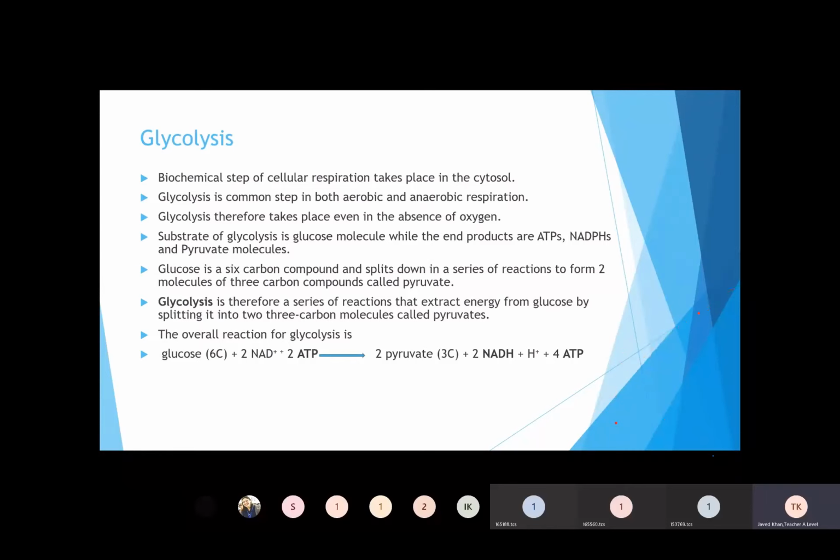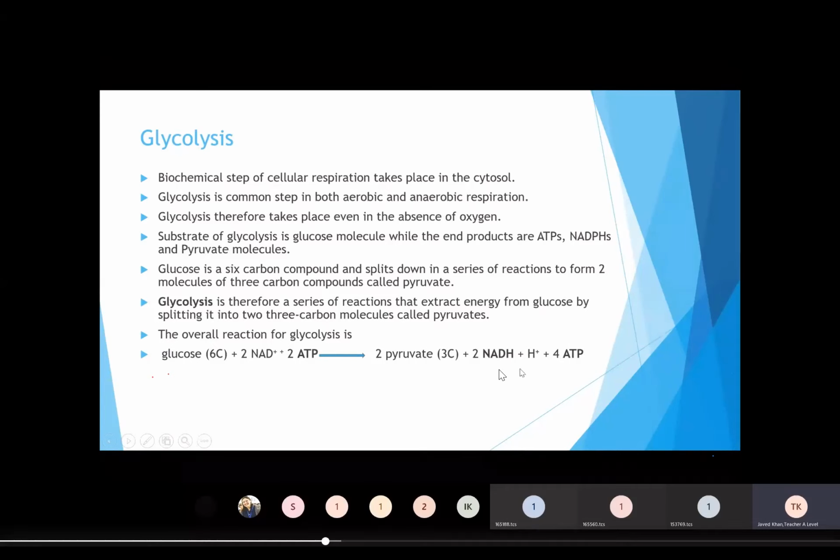However, we have consumed 2 ATP, but at the end in the product we got 4 ATPs actually. So we got a net of 2 ATPs. We have a profit of 2 ATP. We have consumed 2 ATP here, and we have a profit of 2 ATP because 4 ATP have been obtained from the oxidation of glucose into pyruvate molecule. And not only 2 ATP here, but we also got.